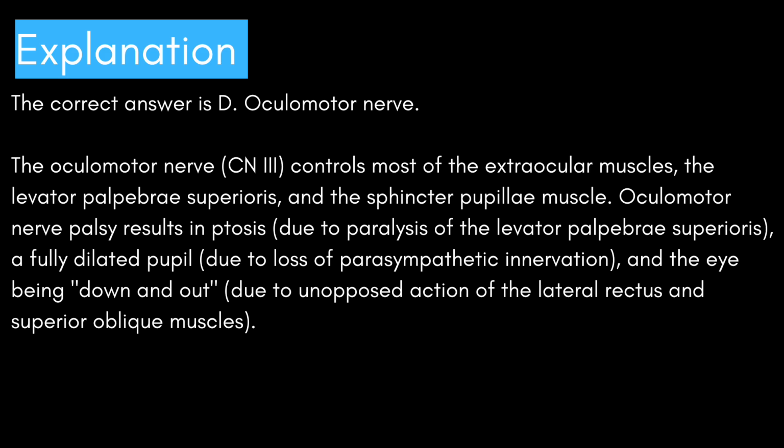The oculomotor nerve, cranial nerve 3, controls most of the extraocular muscles, the levator palpebrae superioris, and the sphincter pupillae muscle. Oculomotor nerve palsy results in ptosis due to paralysis of the levator palpebrae superioris, a fully dilated pupil due to loss of parasympathetic innervation, and the eye being down and out due to unopposed action of the lateral rectus and superior oblique muscles. All right, let's go ahead and see why the other answer choices are incorrect.